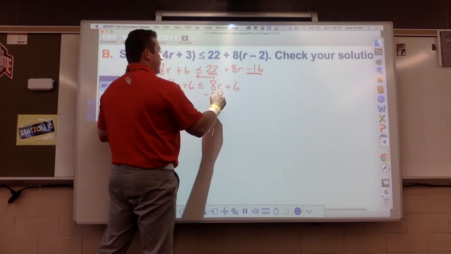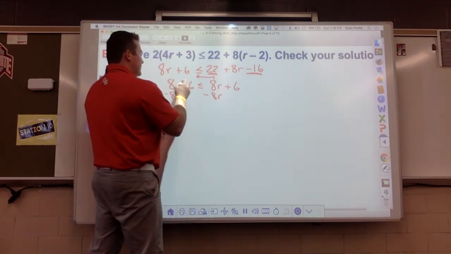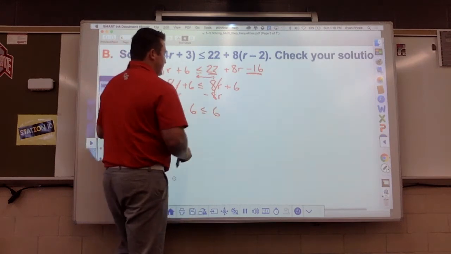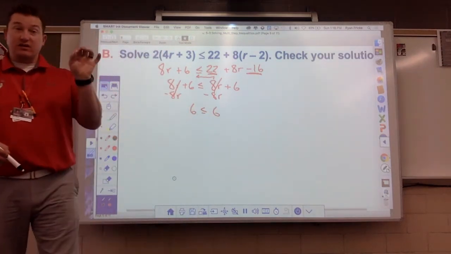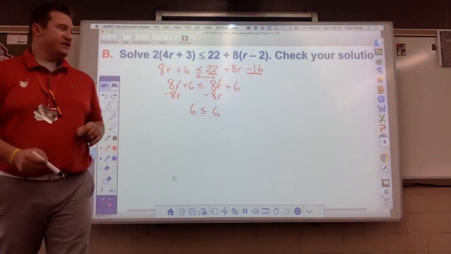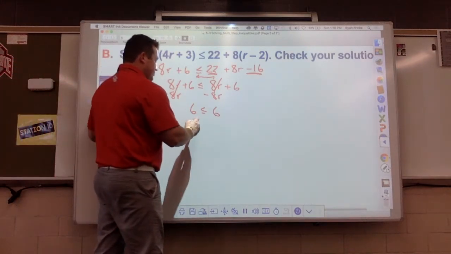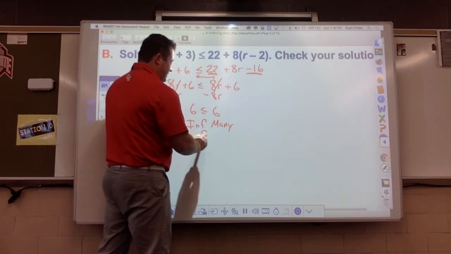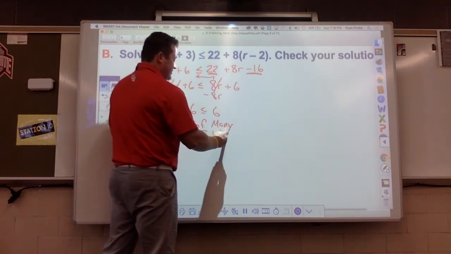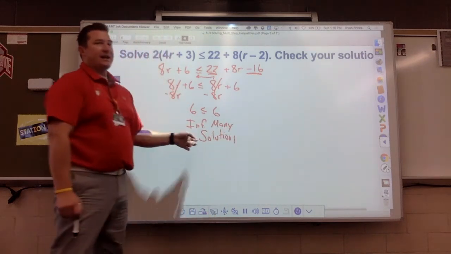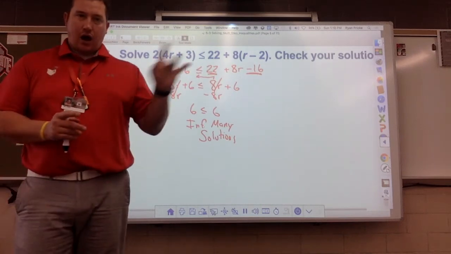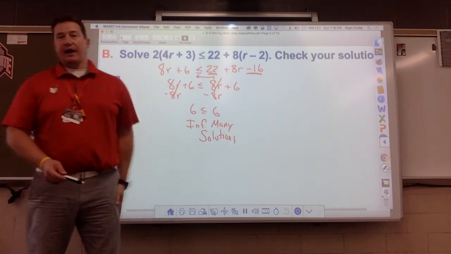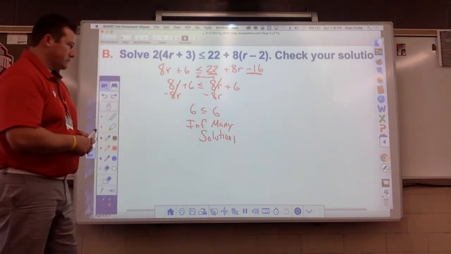All right, I'll move 8r over here. Once again, my variables cancel out, and I'm left with this: 6 less than or equal to 6. This is true, right? Because it is a true statement. This has infinitely many solutions, right? Basically, any number in the entire world that we can think of, we can put in here into this inequality, and it will work. Okay.